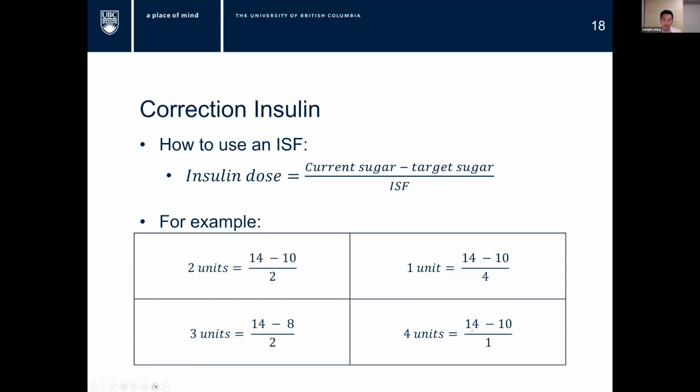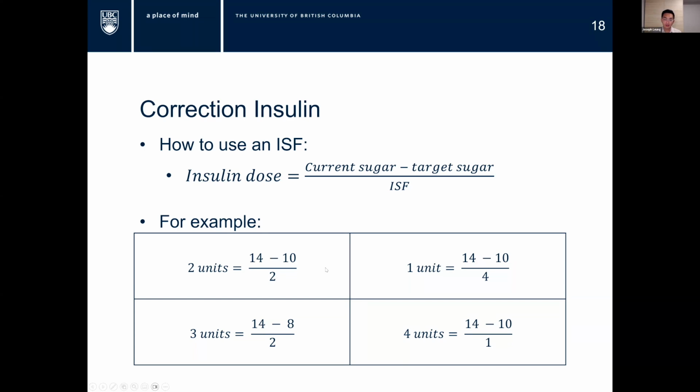What if we change that ISF? What if we went down in the ISF number? So let's do this calculation here. 14 minus 10 is 4, divided by 1 is 4, 4 units. So comparing this upper left-hand corner to this lower right-hand corner here, when we go down on the ISF, we're actually giving more insulin. So going down on the ISF is actually making the ISF stronger.